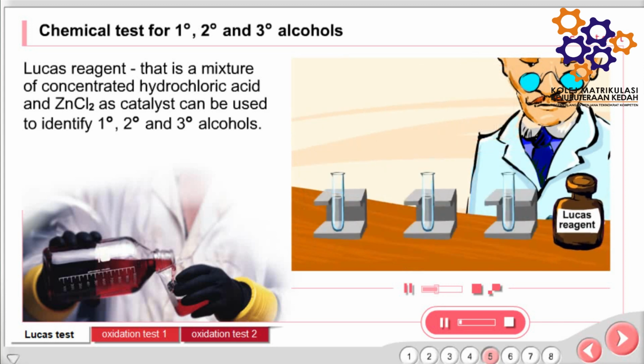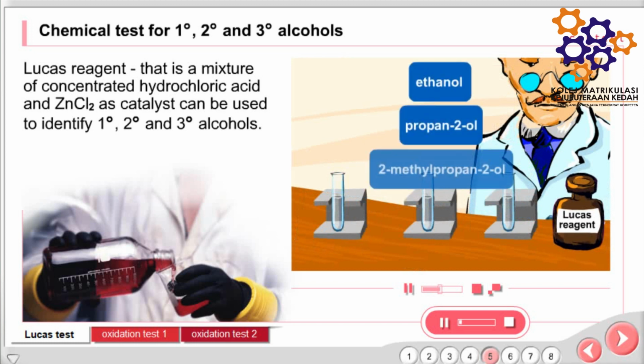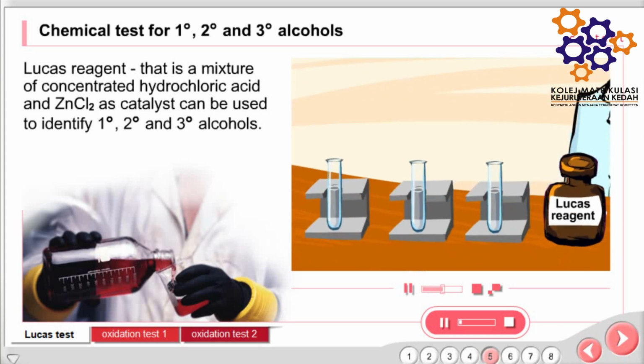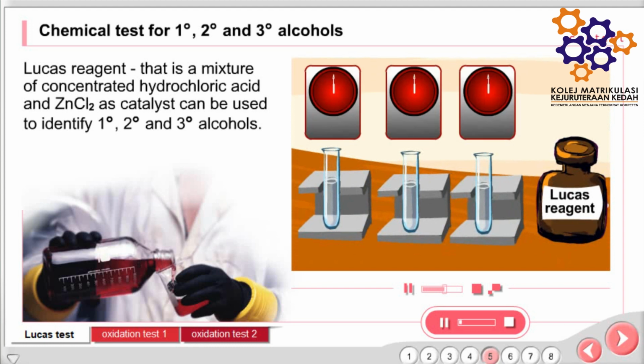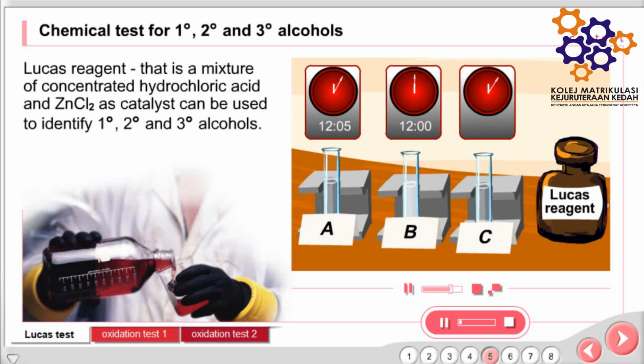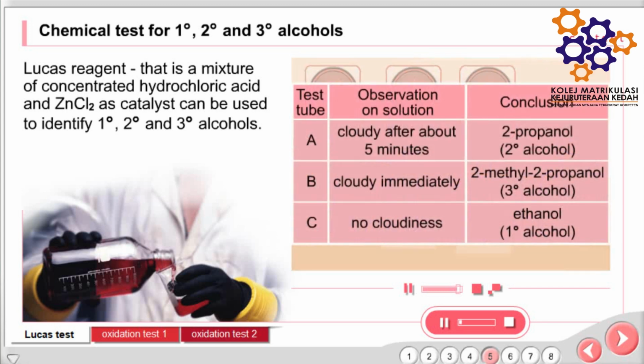An experiment is carried out to identify ethanol, propan-2-ol, and 2-methyl-propan-2-ol using the Lucas test. The solutions are placed into 3 test tubes labelled A, B and C. When Lucas reagent is added to each solution, the mixture in test tube B turns cloudy immediately, while the one in test tube A turns cloudy only after about 5 minutes. There is no change in the mixture in test tube C. From this experiment, the following conclusion can be drawn.